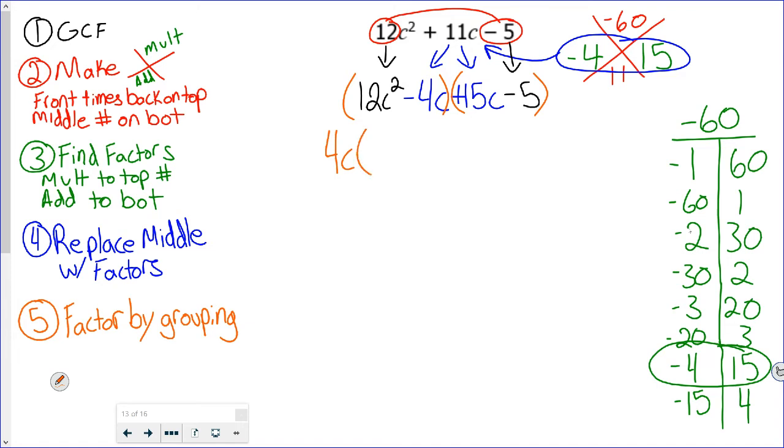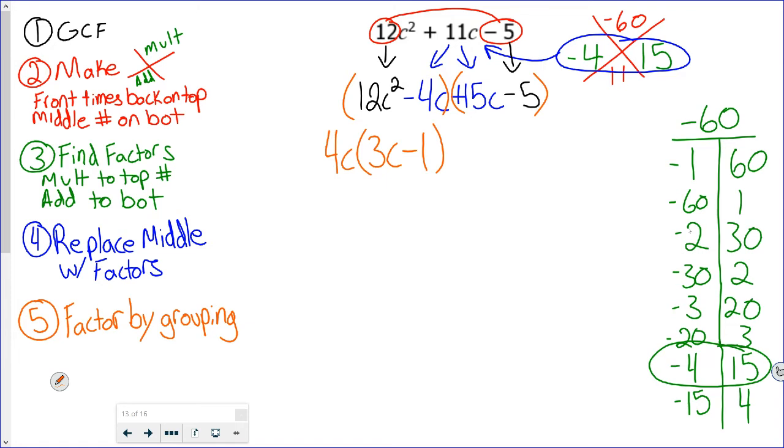Cool. All right, what happens if I divide each of these by 4c? 12 divided by 4 is 3. And I had c squared. I stole one out front. I'm left with a c. Great. -4 divided by 4 is -1. I had a c, but I stole it out front. No more c. 3c minus 1. So we need to factor the second section.